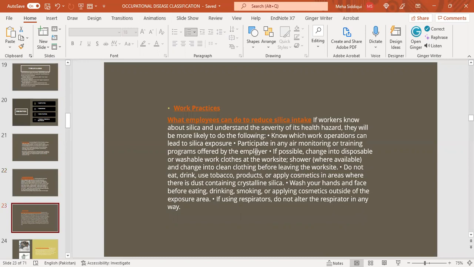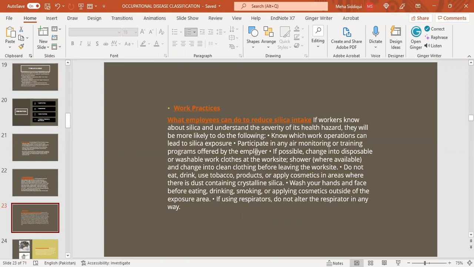Then come work practices. That is what employees can do to reduce silica intake. If workers know about silica and understand the severity of its health hazard, they will be more likely to do the following. That is, know which work operations can lead to silica exposure, and participate in any air monitoring or training programs offered by the employer.